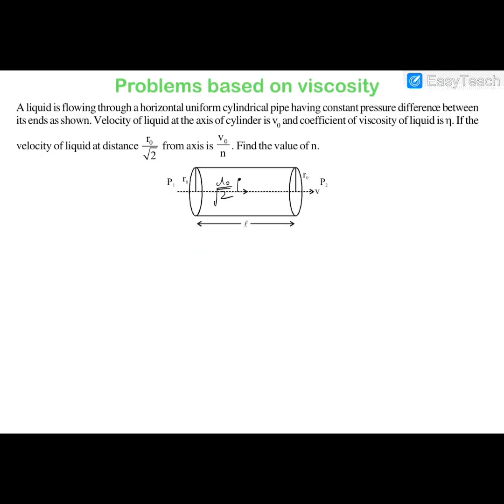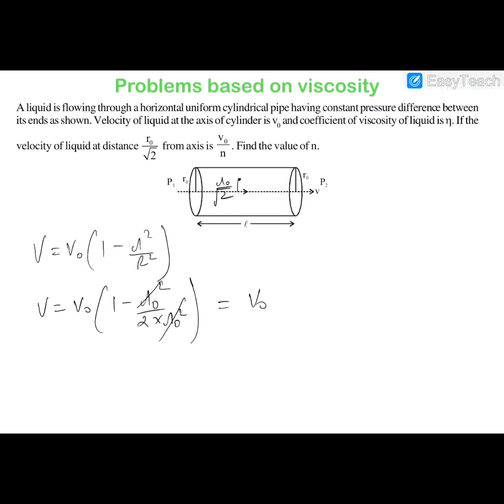So we will use this formula directly here, and therefore we can say that V is equal to V naught into 1 minus r square by R square, and this is 1 minus, this is r naught square by 2, and this is r naught square. So this will be equal to V naught by 2. So the value of N in this term will be 2. So the correct answer is 2. Now we move on to the next question.